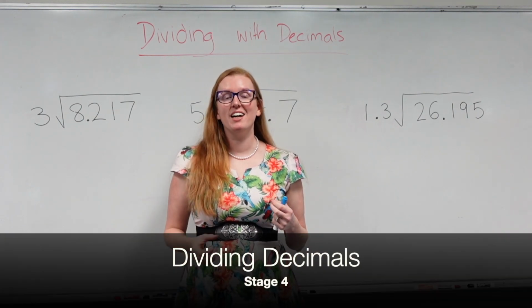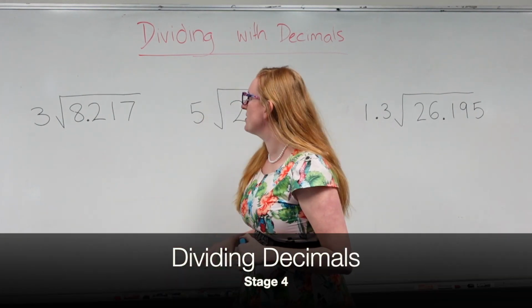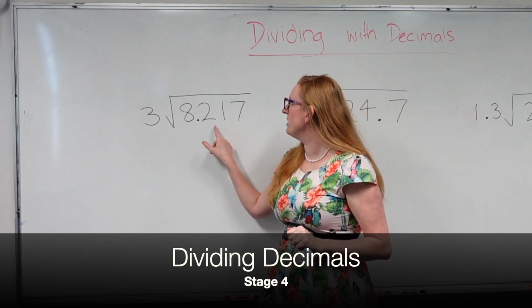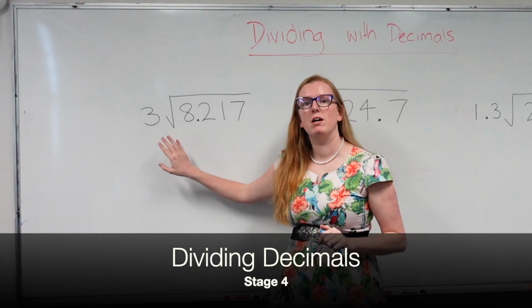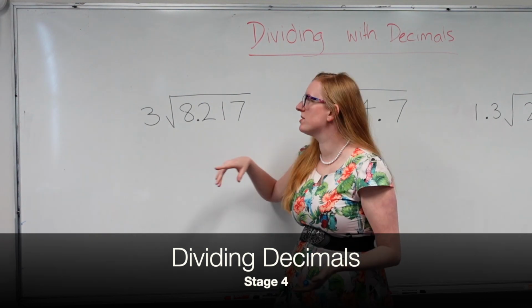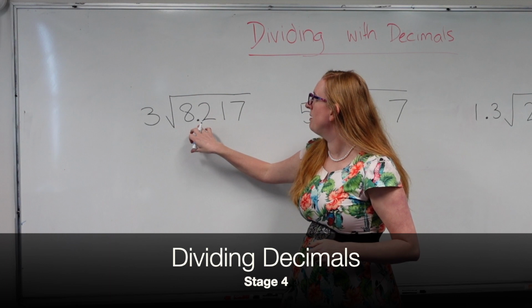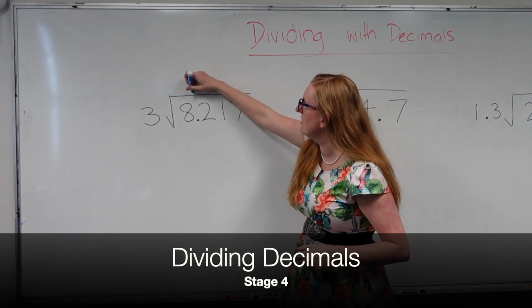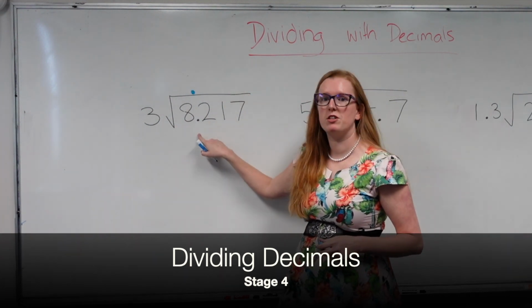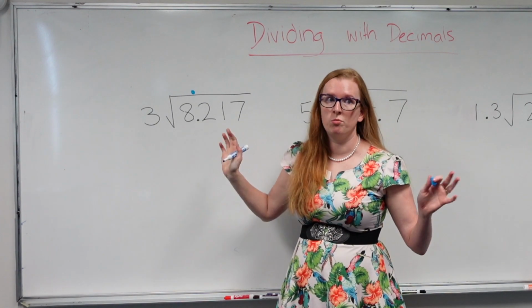Today we're going to look at dividing with decimals. So here we have 8.217 being divided by 3. Now 3 is a whole number, so I don't have to worry too much here. All I'm going to do is make sure that my decimal point goes directly above where it is in my question. And then my division is just normal after that.